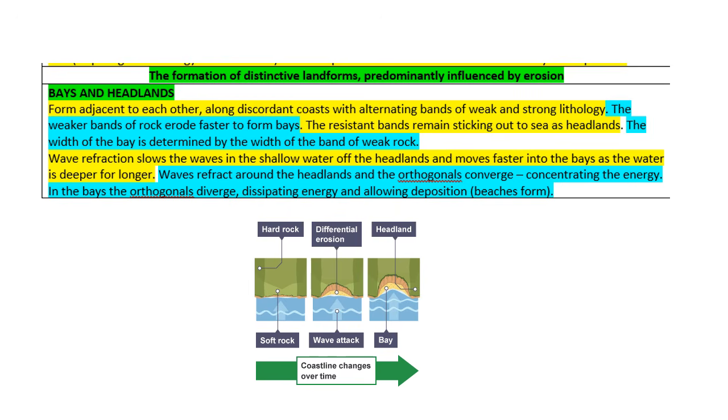Then we need to turn it into an A-level answer. We need to talk about wave refraction. Wave refraction slows the waves in the shallow water off the headlands and they move faster into the bays. What we end up having is the waves refracting, converging on the headlands and concentrating their energy on the headlands. And then in the bays, the orthogonals are dissipating. They're diverging, which takes away the energy and allows us to have a nice low energy environment for a beach to form in the bay.